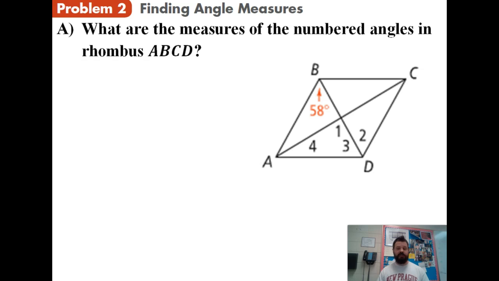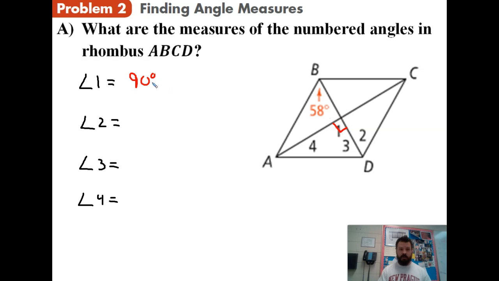Let's go ahead and use those properties to find the measure of angles now. Problem 2, part A says, what are the measures of the numbered angles in rhombus ABCD? So it looks like we have a rhombus. We're given an angle of 58, and then we want to figure out the measure of angle 1, angle 2, angle 3, and angle 4. I can do this in a few different orders, but I'm going to start off with angle 1. Notice angle 1 is where my diagonals come together. We just said a second ago that the diagonals of a rhombus are perpendicular, so I know that angle 1 is going to be a right angle, in other words, equal to 90 degrees.